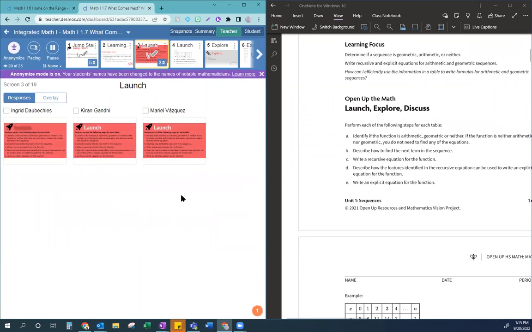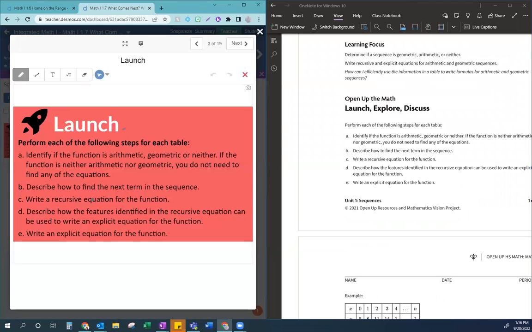Okay, so here, number 1, perform each of the following steps for each table. Number 1, identify if the function is arithmetic, geometric, or neither. You all know how to do that. So if the function is neither arithmetic nor geometric, you do not need to find any of the other equations. Oh, okay. So if it's a neither, you don't have to find any of the equations. Describe how to find the next term. Write a recursive. Describe how the features identified in the recursive can be used to write an explicit, and then write an explicit.